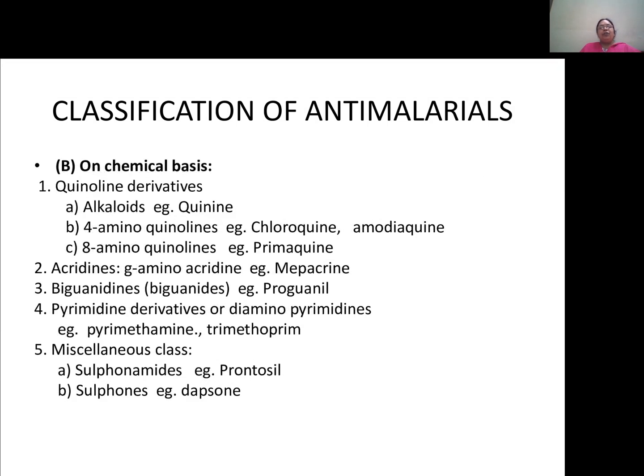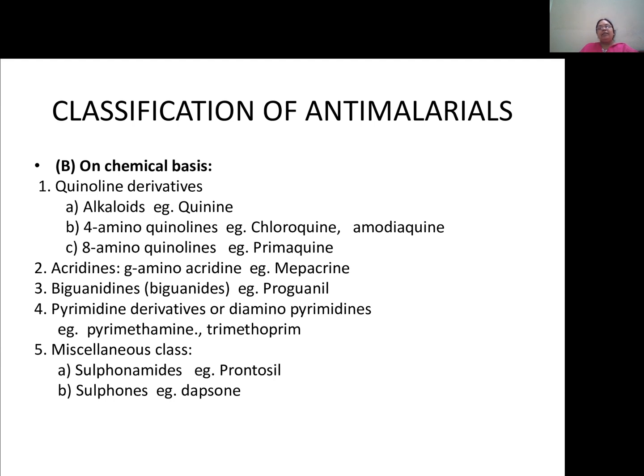The next classification of the antimalarials goes on the chemical basis. The first classification on the chemical basis is the quinoline derivatives. It is further classified into three different categories. First category is alkaloids, example is quinine. Second category is 4-aminoquinolines, chloroquine and amodiaquine are the examples. Third category is the 8-aminoquinolines, example is primaquine.